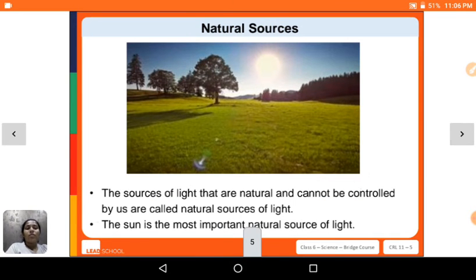The sources of light that are natural and cannot be controlled by us are called natural sources of light. What is a natural source of light? The sources of light that are natural and cannot be controlled by us are natural sources of light.